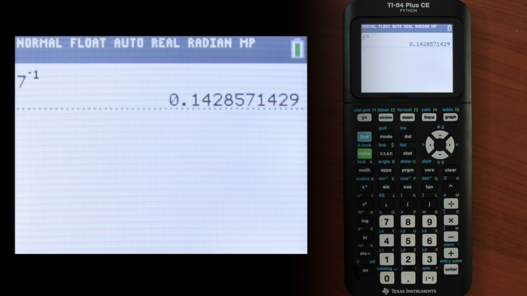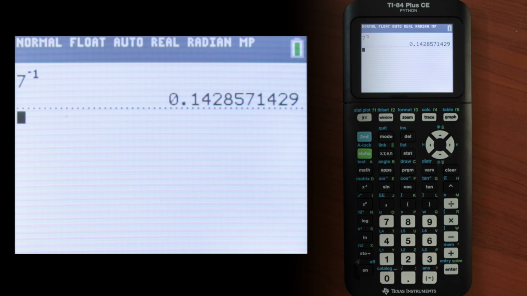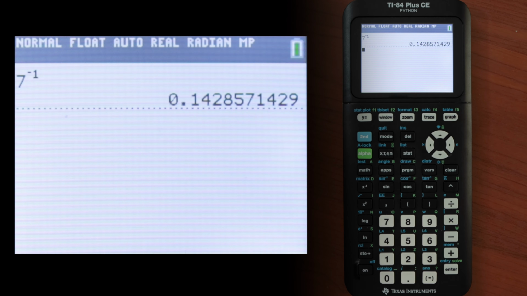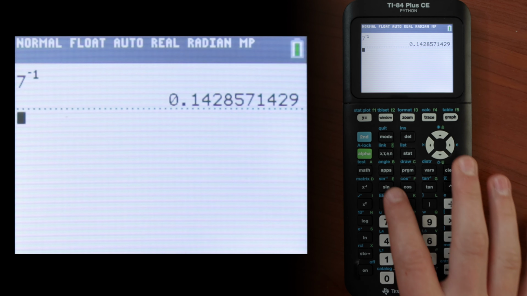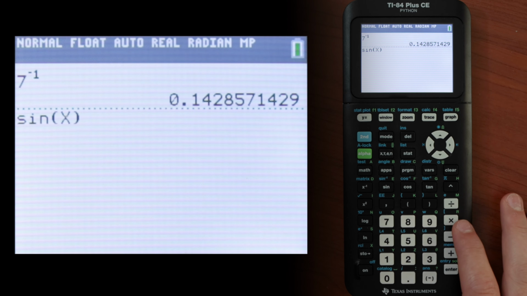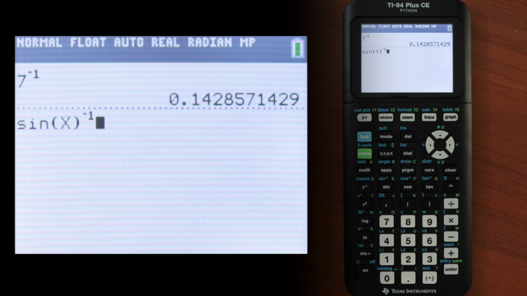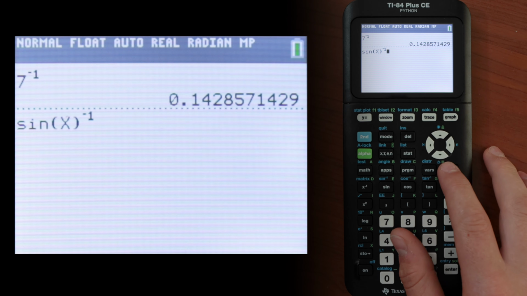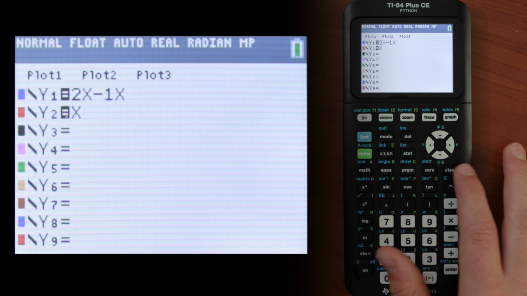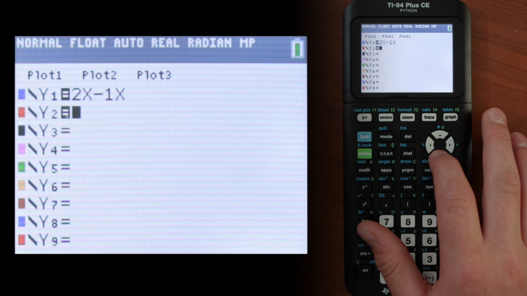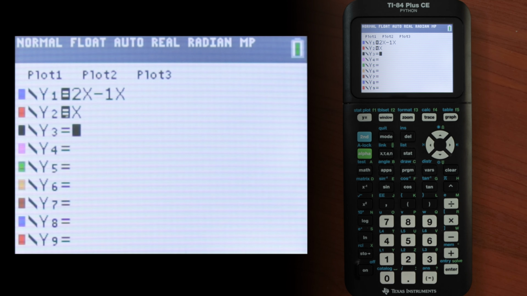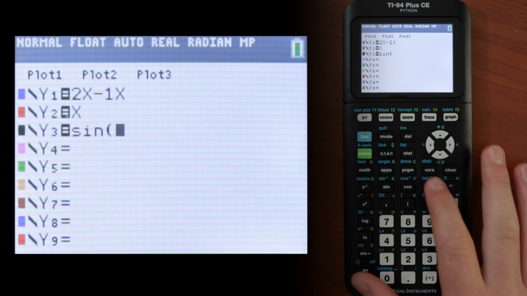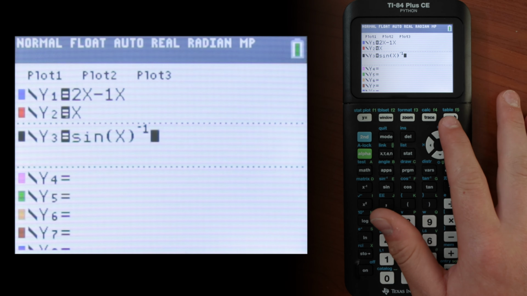So I'll hit clear. But if you do want to write cosecant or cotangent or secant, then what we can do is we can simply write our function and raise it to the -1 power. That is our function. So if I just want to graph it, I hit the y equals, I hit clear, or I enter a new graph right here. So what would that be? That would be sine x to the -1.